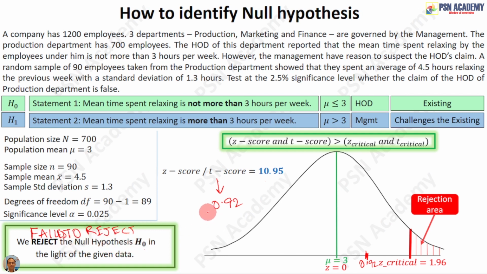Clear? I hope it's clear to you how to identify the null hypothesis and alternative hypothesis, and also how to get the z-score and t-score, and based on your score, how you reject or fail to reject the null hypothesis.